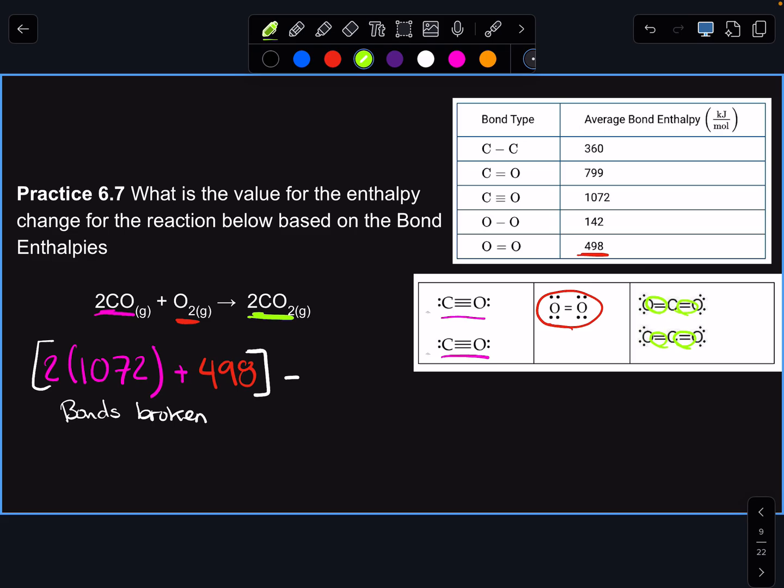So we know that the O2 is a double bond, but how do we know when it's a single bond? So that's where you have to draw it out if it wasn't given. And then the Lewis structure would tell you. Does that make sense? Okay, so I'm going to minus 4 times 799, because these are my bonds being formed. Questions? Yeah, Calder.